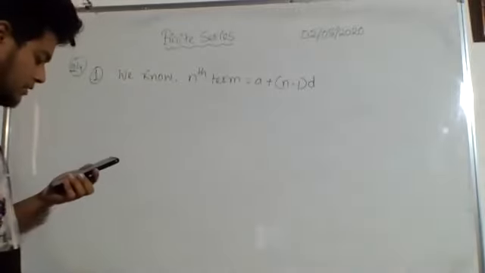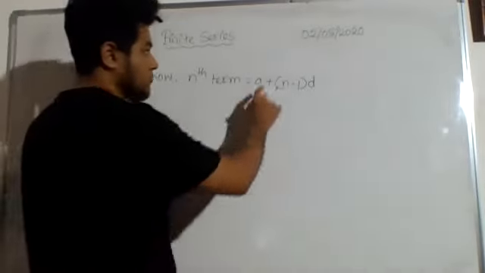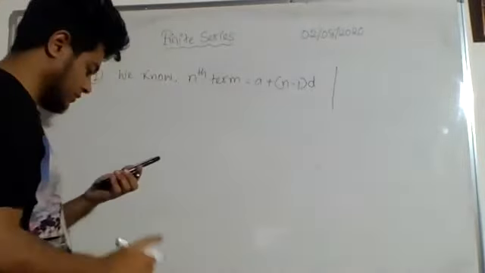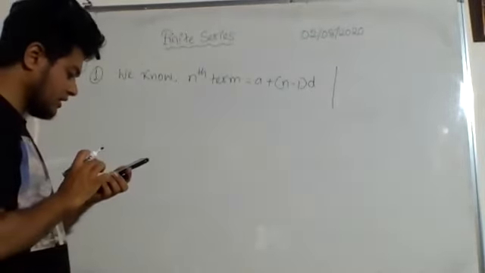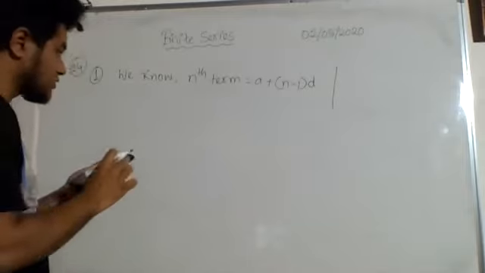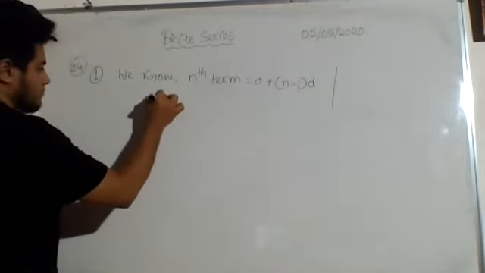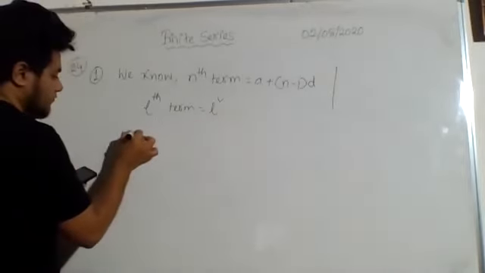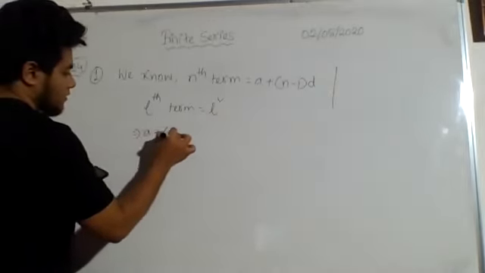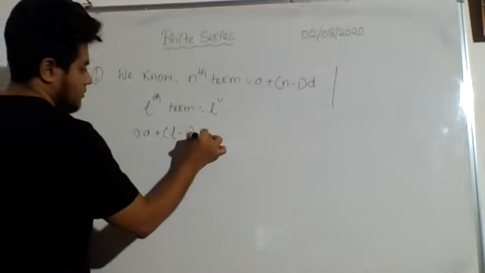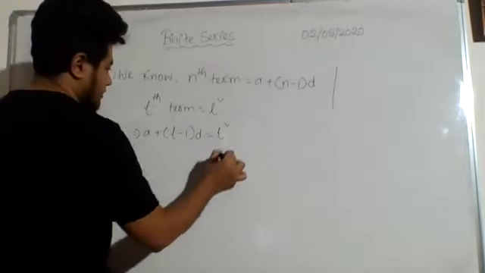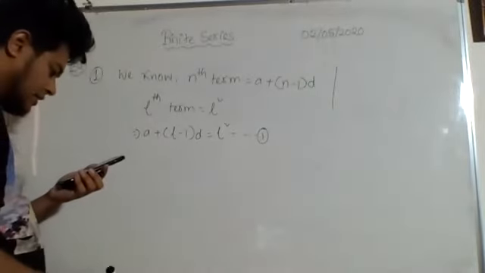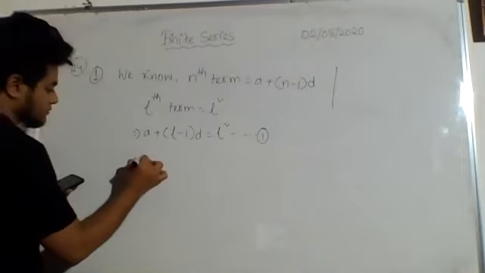Write this. Now here you have to keep in mind to mention on the side that here a is the first term, d is the common difference. Let me read the question. The lth term of an arithmetic series is l square. Now from here I can write the formula a plus (l minus 1) times d is equal to l square. This is one equation, and then the kth term is k square.